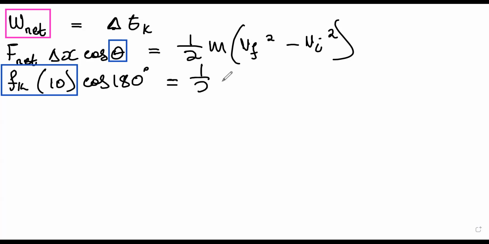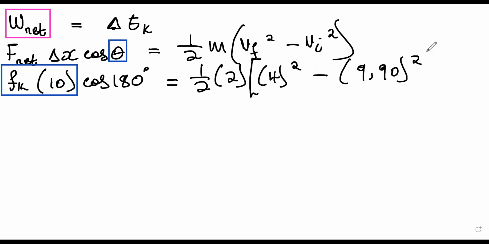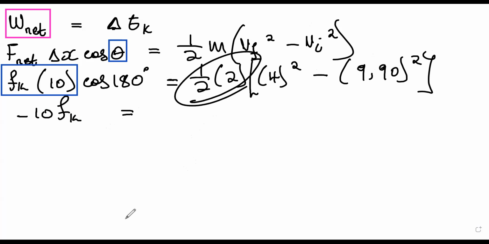Now we come back and say, well, our mass is 2 kg. The final velocity is given to us as 4. The initial velocity is the one we calculated previously. So that's what it's going to be. And now we have negative 10 times the kinetic frictional force. And of course, cos 180 is just going to give you negative 1. And here you have 16.